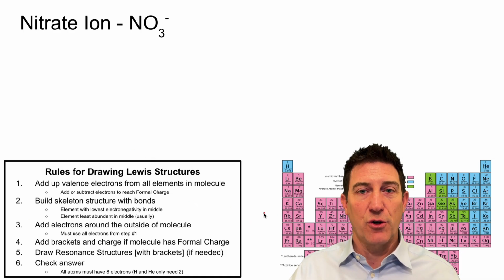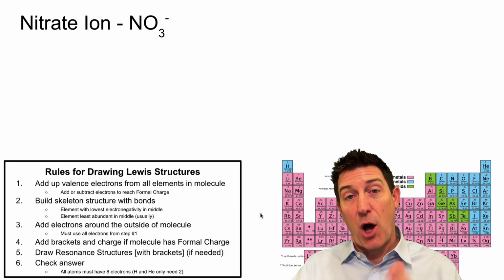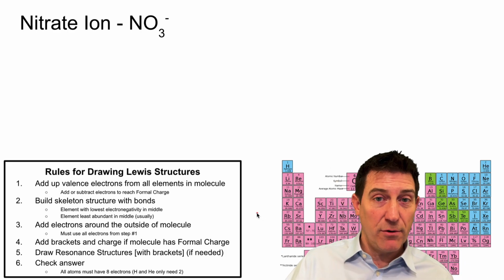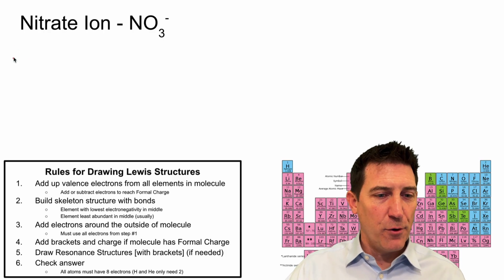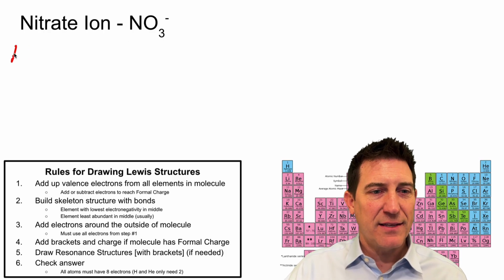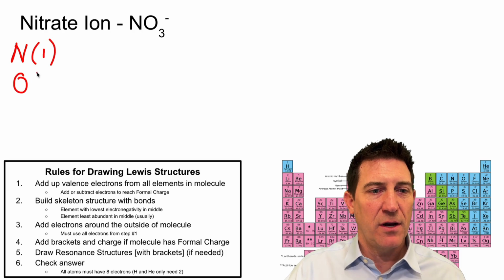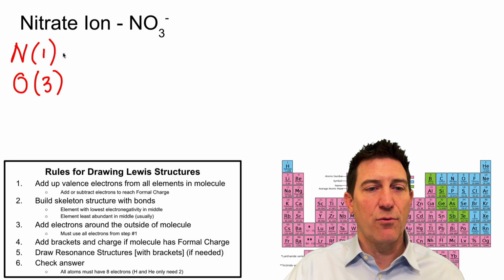This next one is a great example because it has all the elements for all the rules that I like to use for drawing Lewis structures. I would encourage you to pause the video, try this one on your own, and then come and check your answer. I'm going to work through this with you. If you want that help, let's break this up and figure out how many valence electrons we have to build our structure. 1 nitrogen and 3 oxygen.